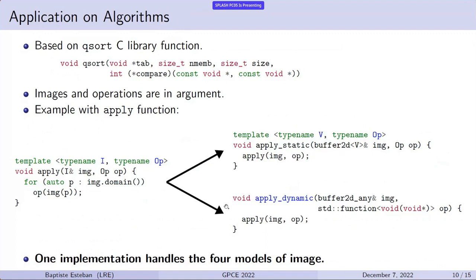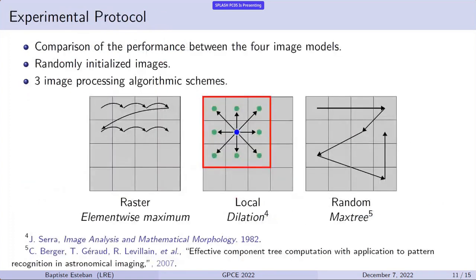And here we will have an apply dynamic, which will take a dynamically typed image and an operation in the same way as qsort, and we will call apply on it. First it will convert the value, then apply and store in the type-erased image. But this second apply dynamic will add again another level of indirection.